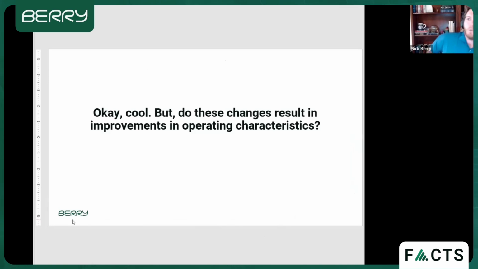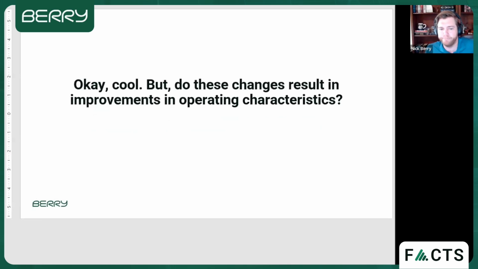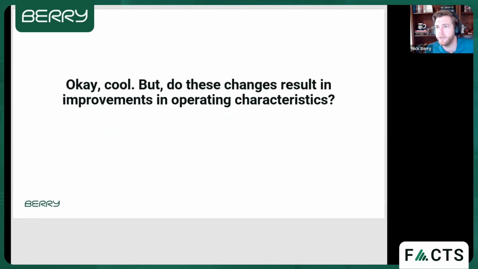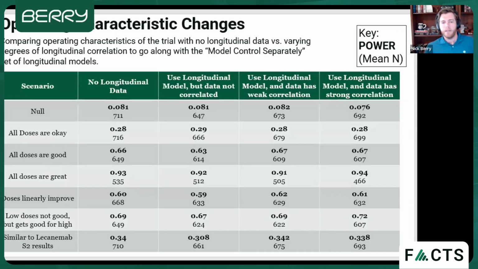Okay, cool. We get benefits, we get statistical efficiencies, but we don't want to improve the precision of our estimates at interim 4. We want to improve the probability of declaring success if there is a benefit, or we want to reduce the sample size of the trial. So do our improvements in precision of that dose estimate actually lead to gains in operating characteristics? The answer is yes.